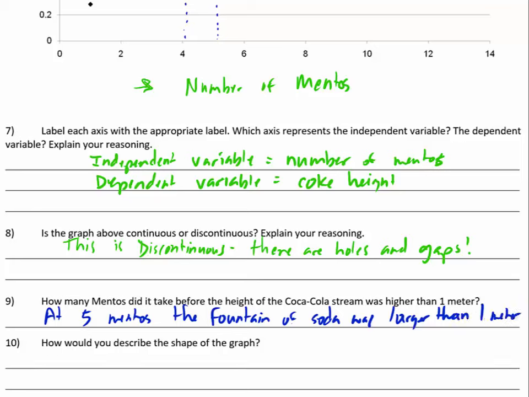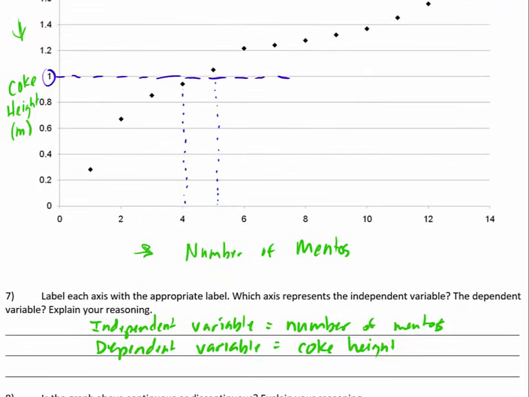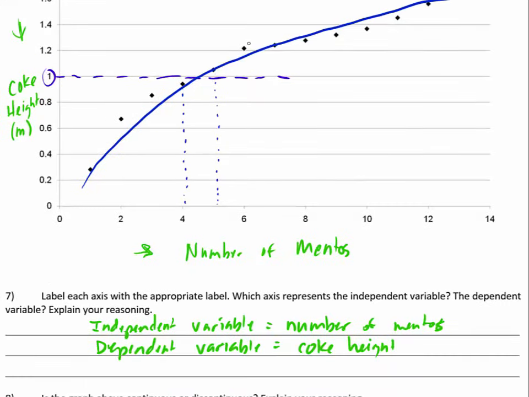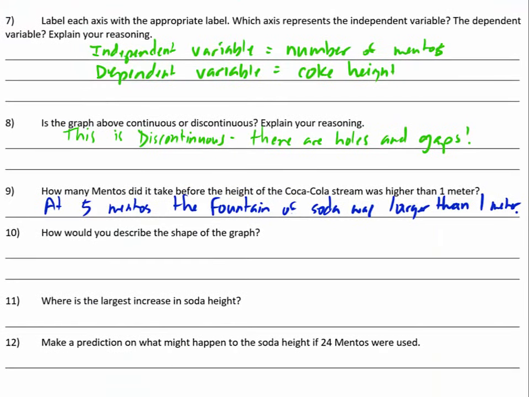Excellent. And how would you describe the shape of the graph? Well, first off, the shape is discontinuous. And if we had to look at the pattern of the dots, the points, in general, it is kind of making a shape like this. It is increasing. So that would be a curve that would fit fairly well to this graph. So the shape of the graph, it is an increasing discontinuous graph.